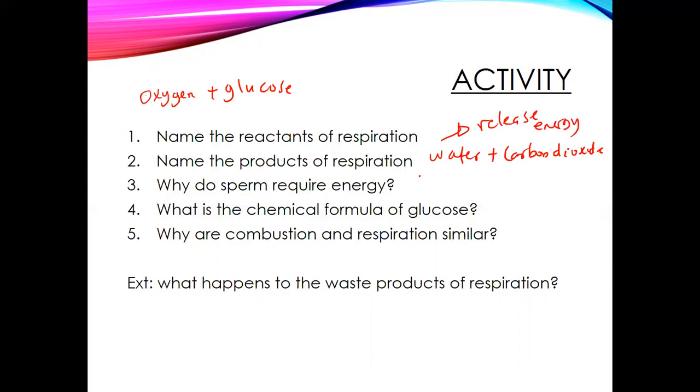Why do sperm require energy? They require energy to move, to swim to the egg. What is the chemical formula for glucose? C6H12O6. Why are combustion and respiration similar?